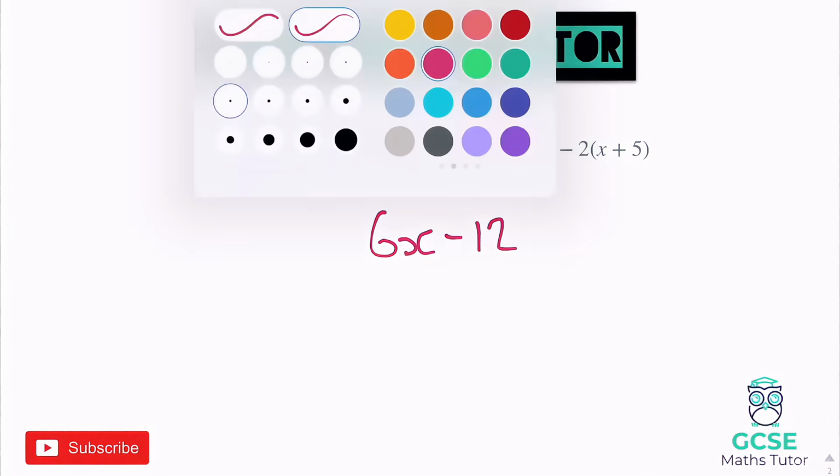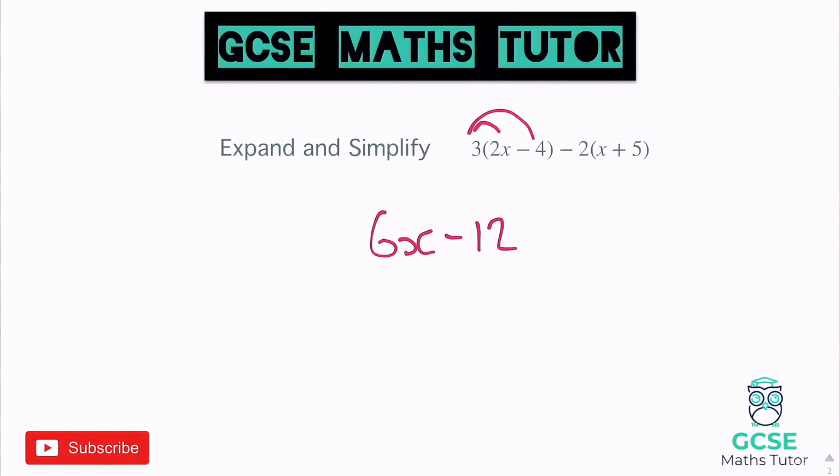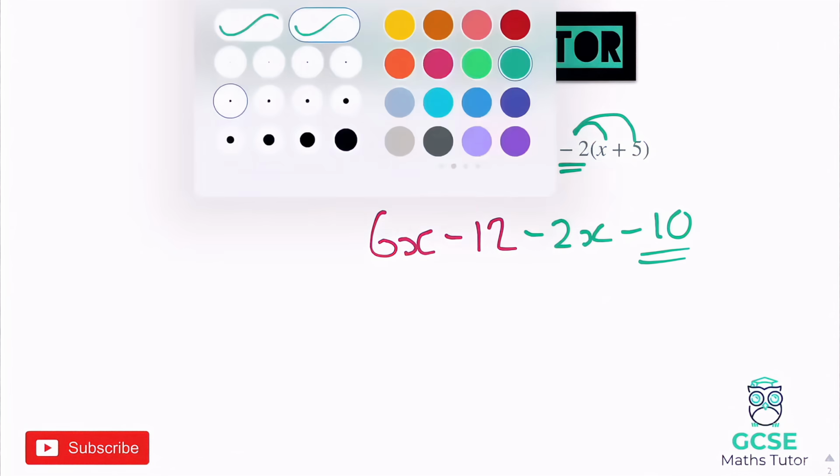Now let's have a look at that second bracket. So we have a negative 2 at the start here, so we're just going to have to remember to times by negative 2. So negative 2 times x is negative 2x, and negative 2 times positive 5 gives us negative 10. Okay, so the symbol's not just getting copied there, it is getting affected by that negative 2 at the start, so be very, very careful with this negative 10 here when you're doing these.